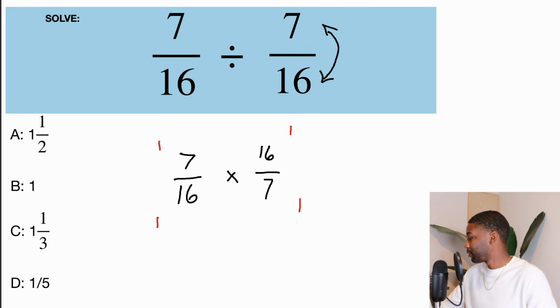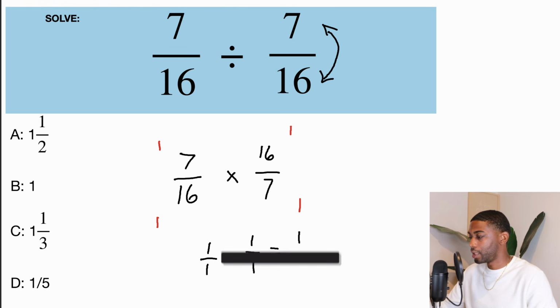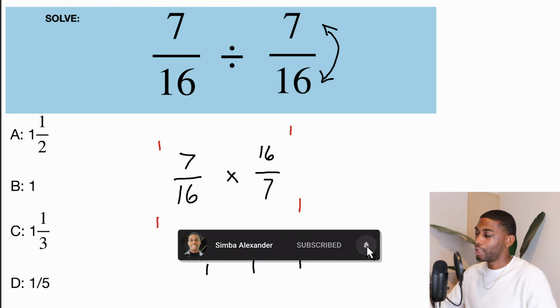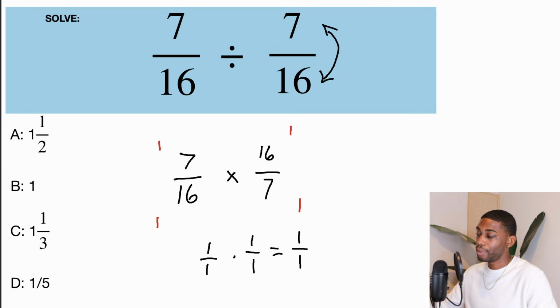Okay. We rewrite our interesting fraction of 1 over 1, aka 1, and we're going to multiply that by 1 over 1, aka 1. 1 times 1 is 1. And whenever you have a number itself over itself, it equals 1. All right. So 1 over 1 is equal to 1. 2 over 2 is equal to 1. 8 over 8 is equal to 1. B would be the correct answer.